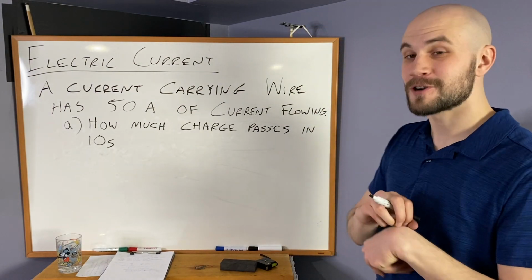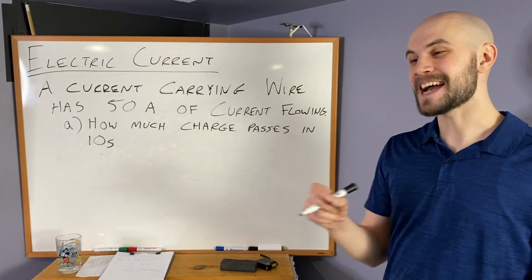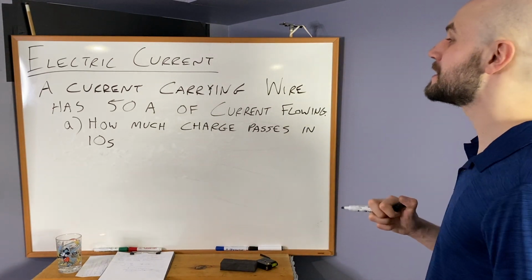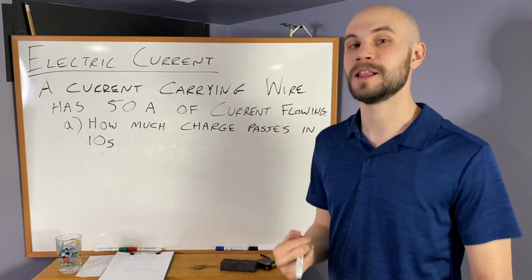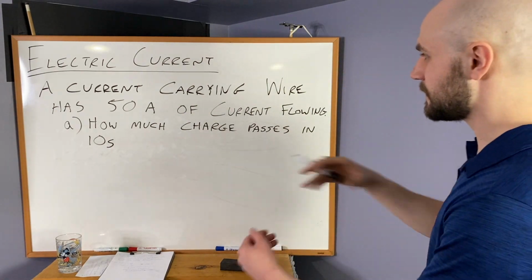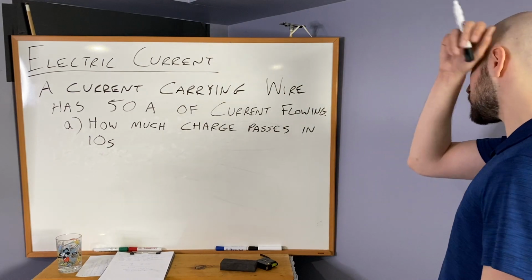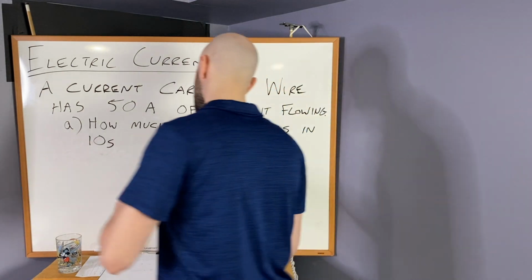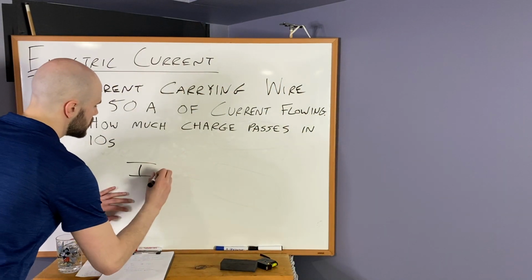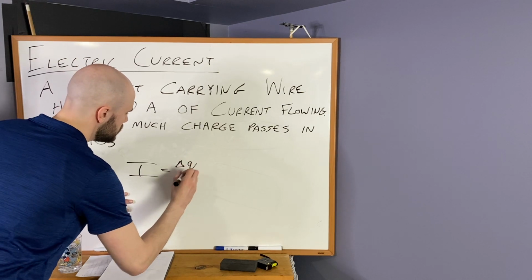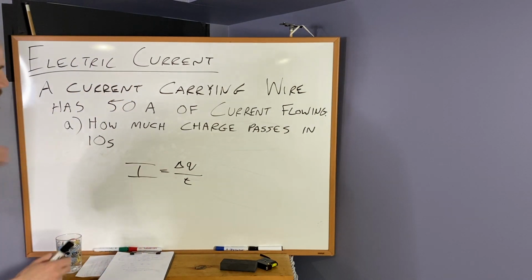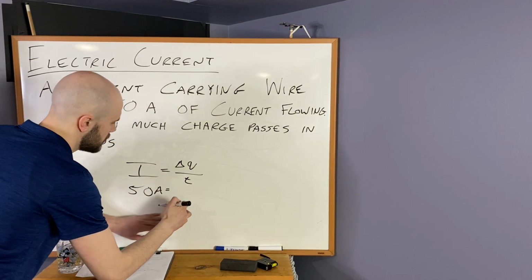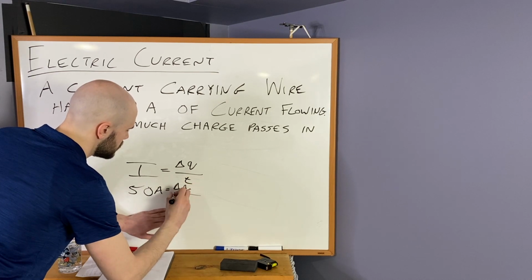Now, once we find how much charge passes in 10 seconds, after that we want to find exactly how many electrons flowed past that point in 10 seconds. Because we know that the amount of charge we have is simply a number of elementary charges that are flowing through. So first, how much charge passes through this wire in 10 seconds? We have 50 amps, we have a time, we can solve for our Q, which is the amount of charge. Current is equal to delta Q over T. How much charge passes every second? We know it's 50 amps. Solve for delta Q. We know it's in 10 seconds.